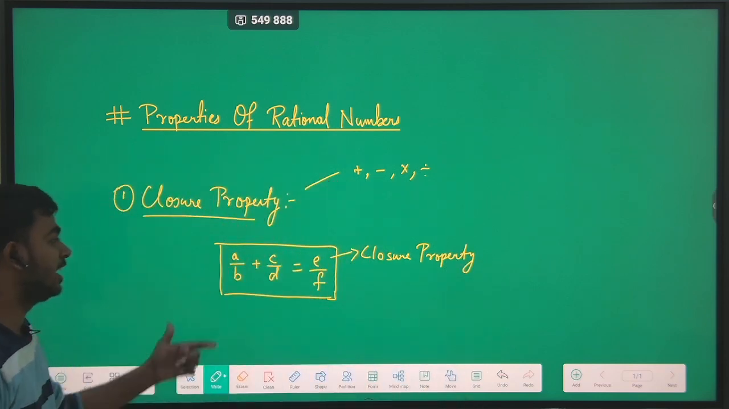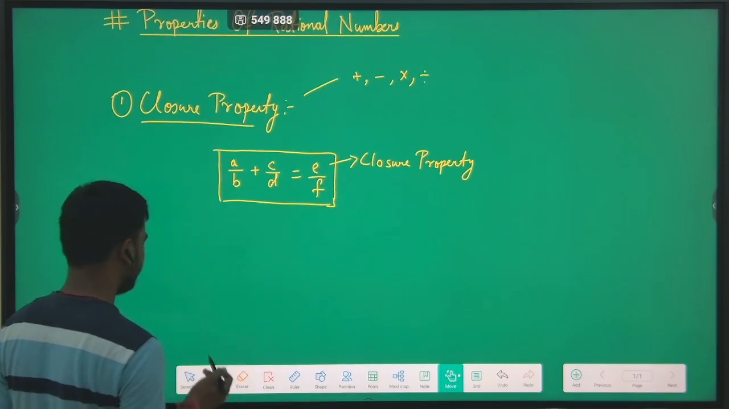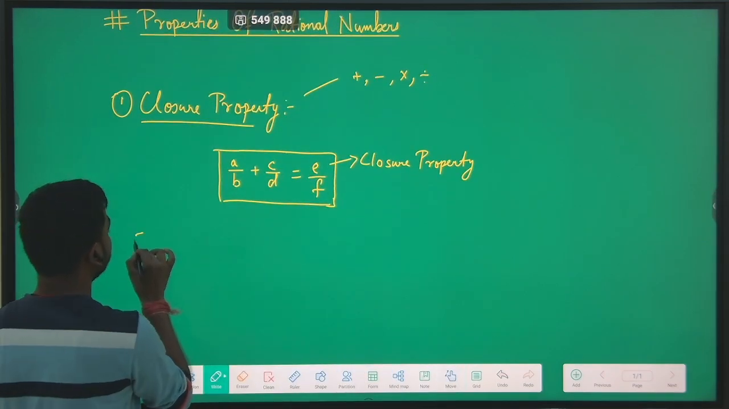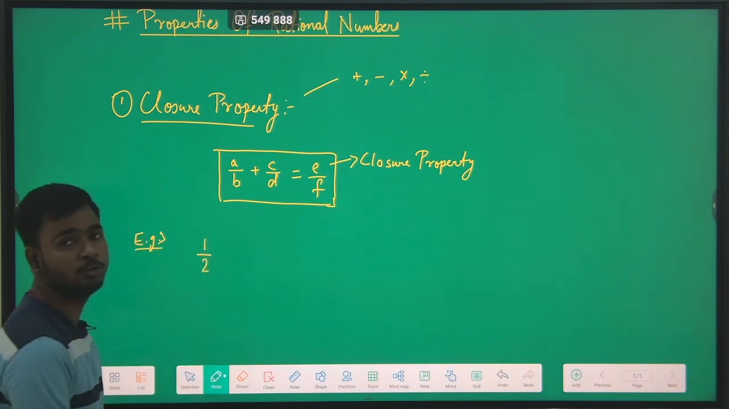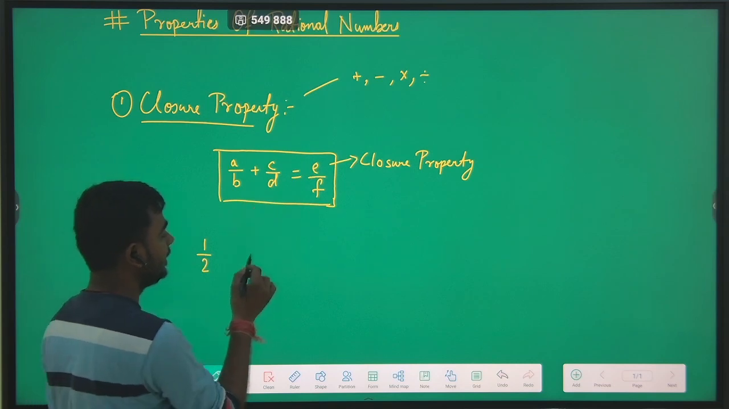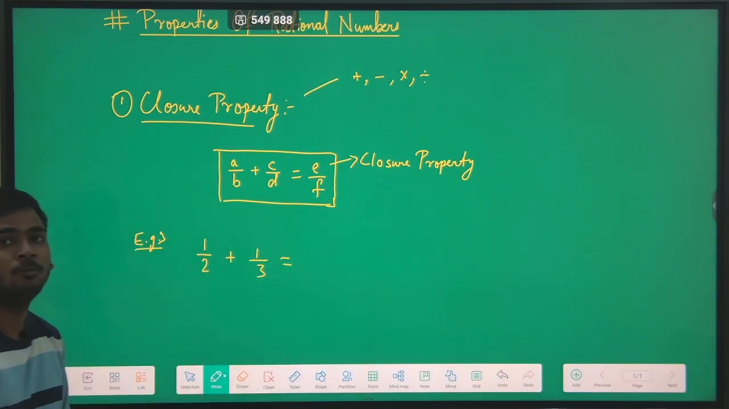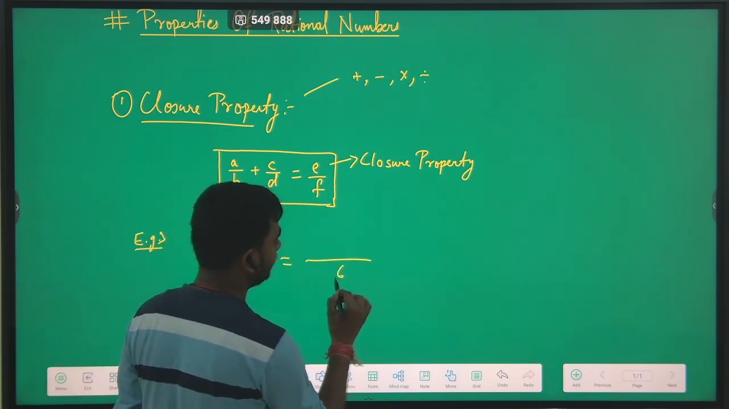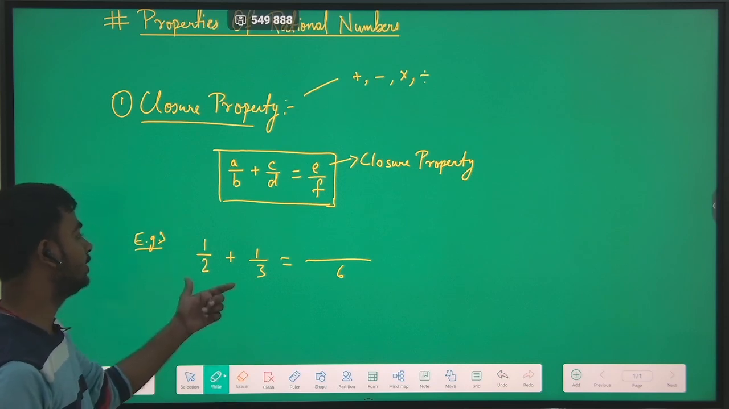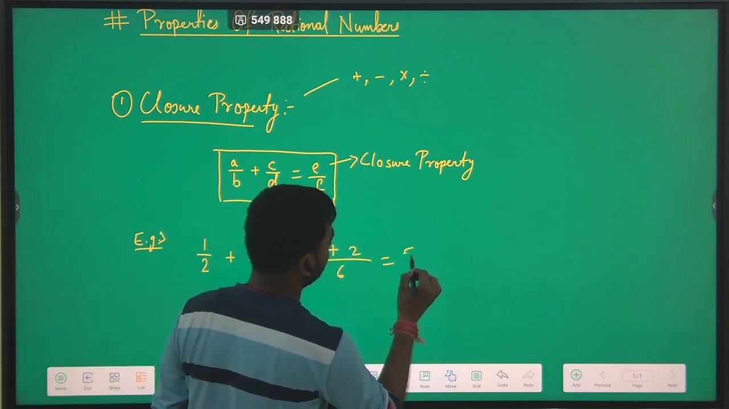So to understand this, let us take an example. If we take our a by b as 1 upon 2 and our c by d as 1 upon 3 and we add these two numbers, what will we get? First of all, we will take LCM. LCM of 2 and 3 will be 6, and in the numerator we will get 3 plus 2. That means the value will be 5 upon 6.